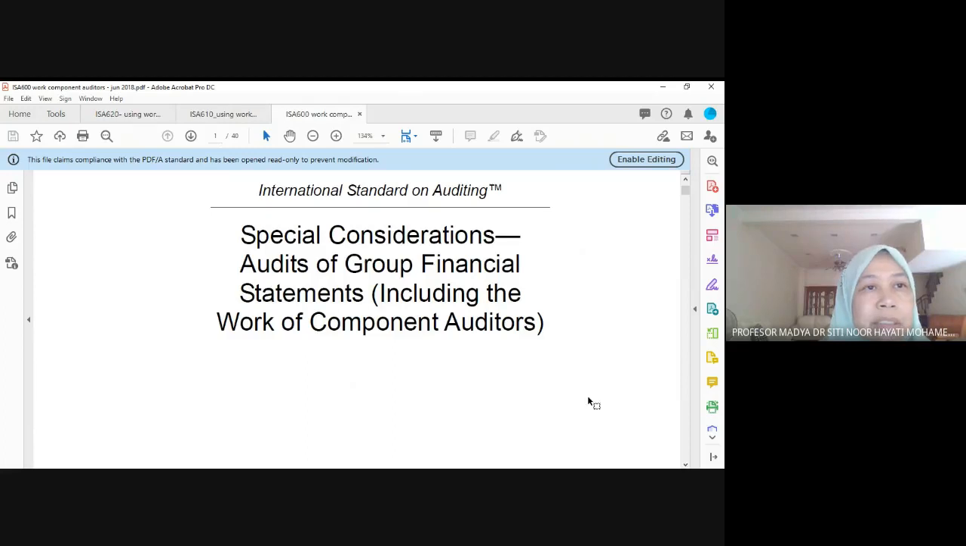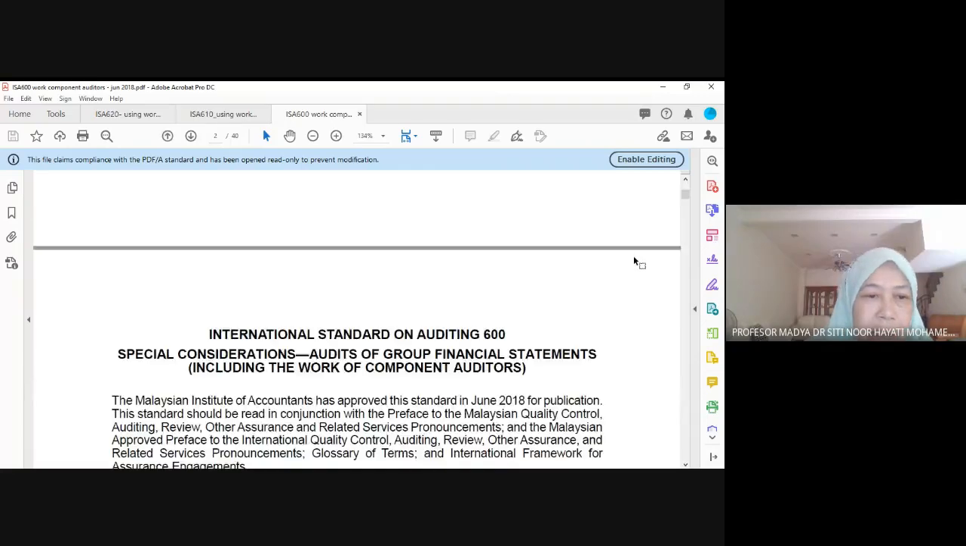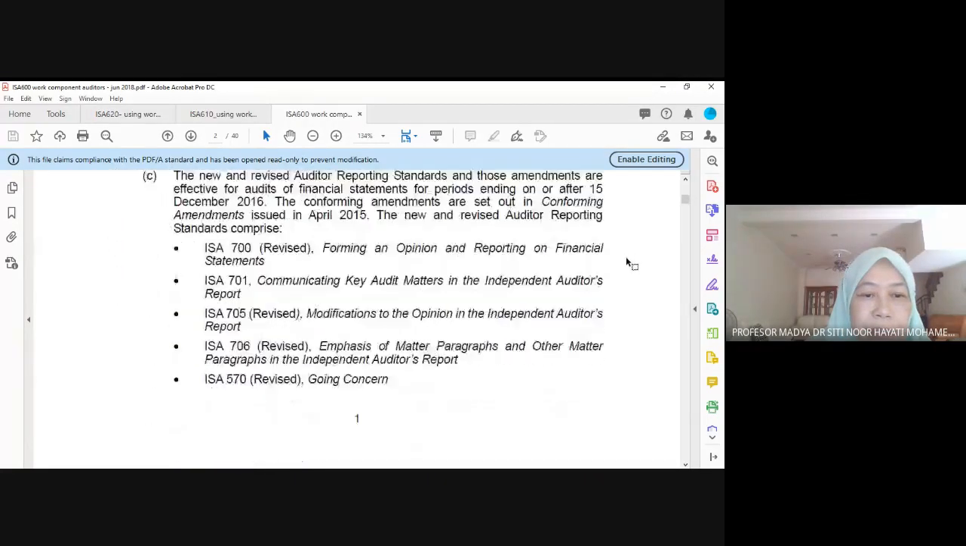The next topic that we are going to cover would be to use the work of component auditors, or we say other auditors. If you see the standard here, altogether there are 40 pages, quite lengthy as compared to the other two standards. Let's look at this here.